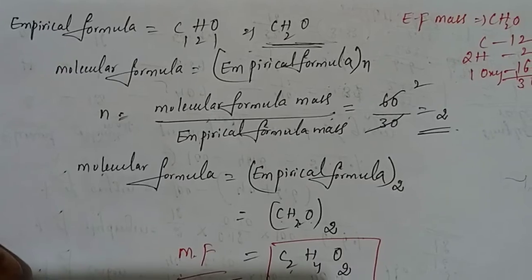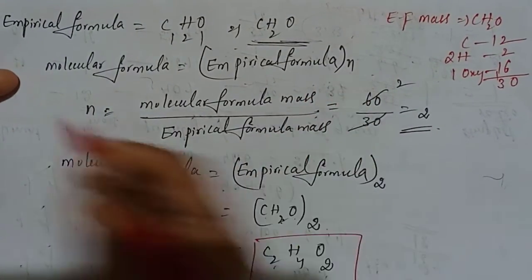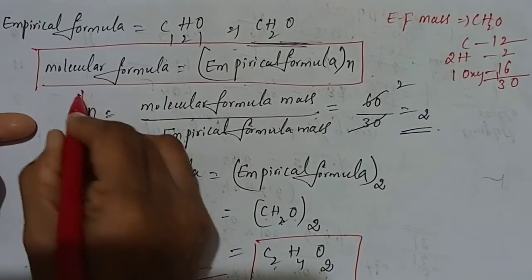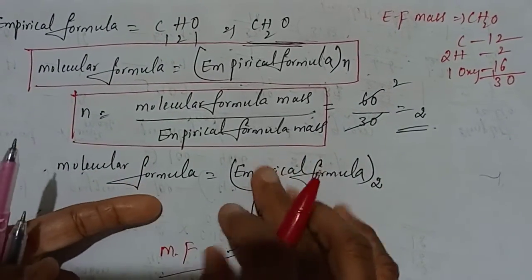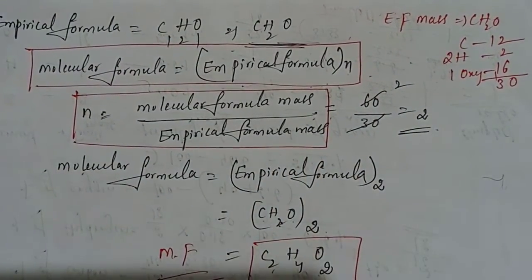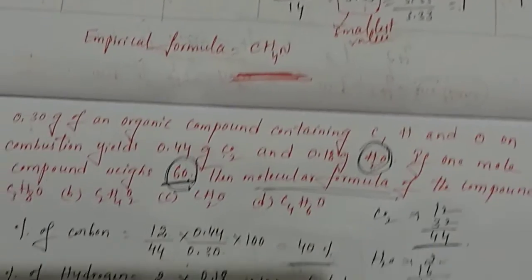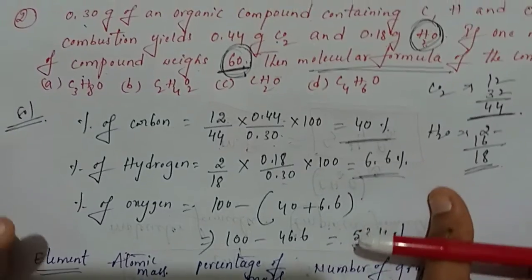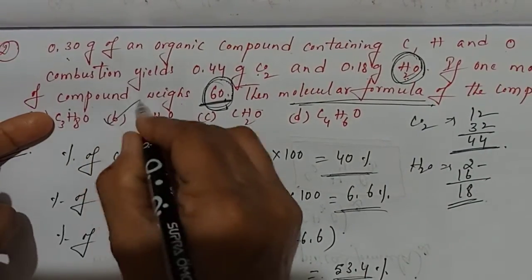So these are the formulas, students. Molecular formula is equal to empirical formula into N. This is the formula you have to remember. And N is equal to molecular formula mass by empirical formula mass. This is another formula you have to remember. Then only you can calculate the molecular formula. So what is the answer? C2H4O2. Which option is correct? B option is correct.